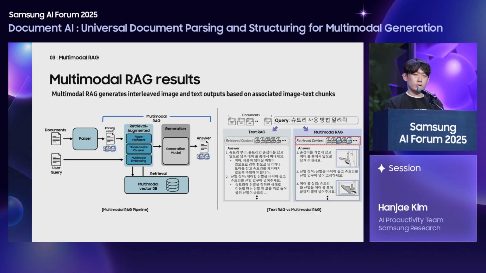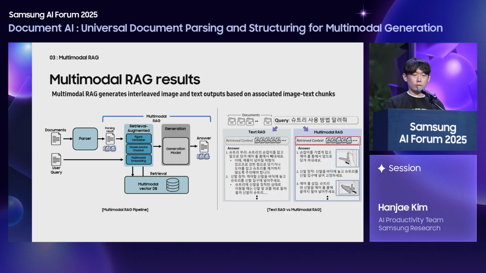Finally, I'll conclude this presentation by showing you the question answering result generated through the previously described chunking and retrieval process. As shown in the pipeline on the left, we define the data based on the inferred image-text relationship and provide it to the LLM in a way that it can understand. This enables multimodal RAG, or retrieval augmented generation, which can generate interleaved outputs of image and text.